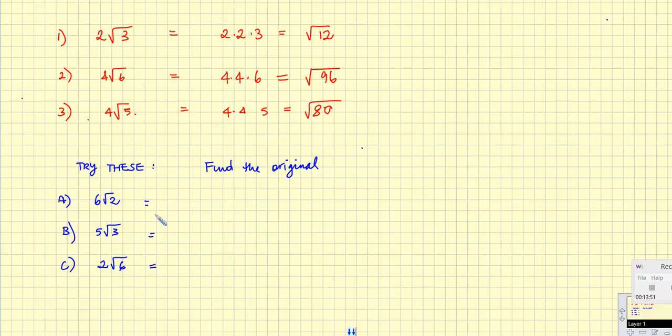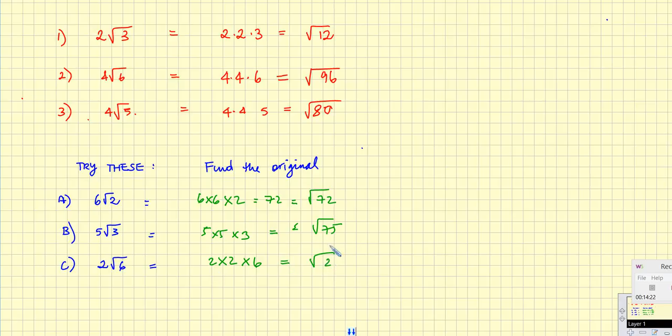So let's just take a quick look at these last 3 examples down here. If I have 6 root 2, it's like saying 6 times 6. 6 times 6 is 36, times 2 is 72, and therefore our answer is root 72. If I have 5 root 3, that's 5 times 5 times 3, which gives me 25 times 3, which equals root 75. And then 2 root 6 is 2 times 2 times 6, which equals 4 times 6, which equals 24, and that equals root 24.